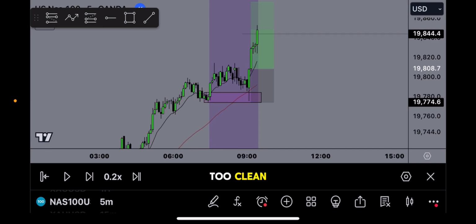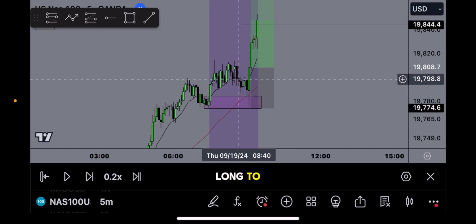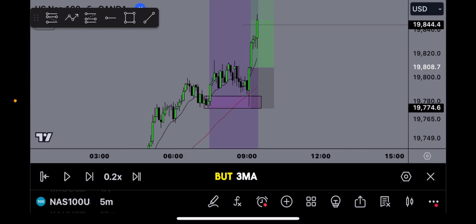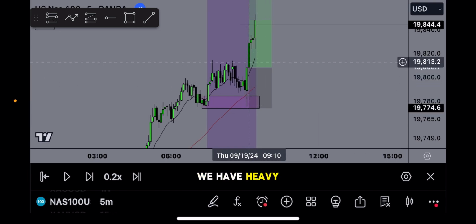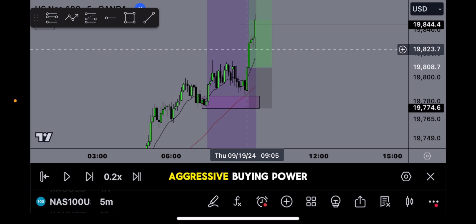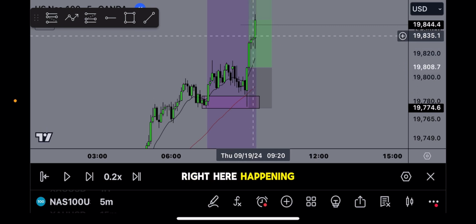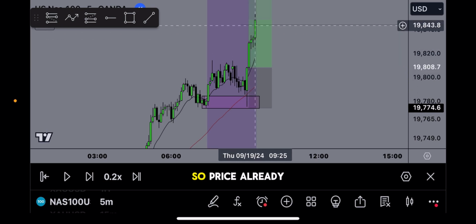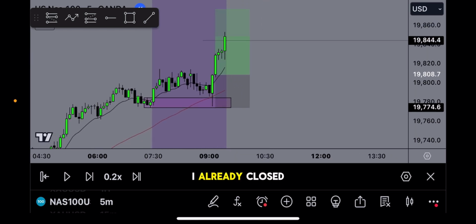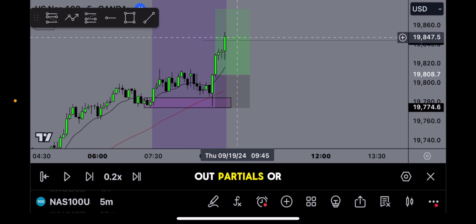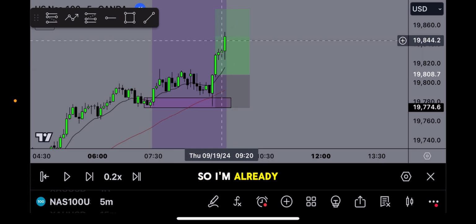It doesn't look too clean because price took a little bit long to get back to the zone and clear the gap, but 3 MAs are under, and we have heavy, aggressive buying power happening right here. So price already hit my take profit 1, right? I already closed out partials or majority of my trade, so I'm already in profit, right?